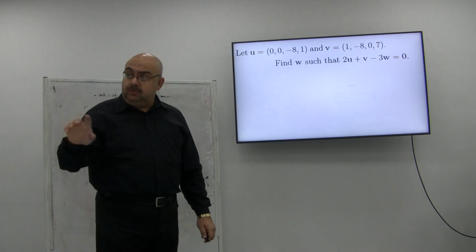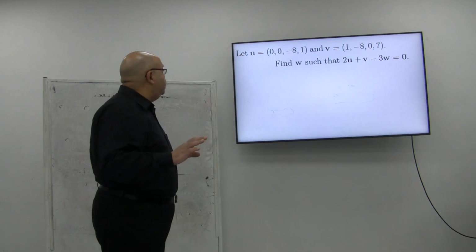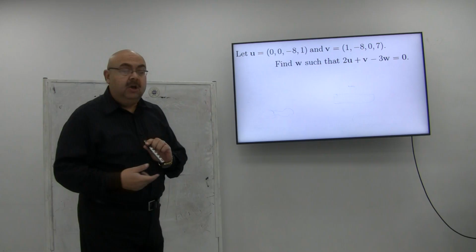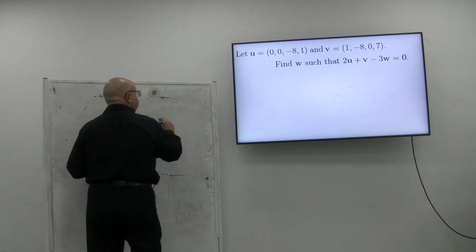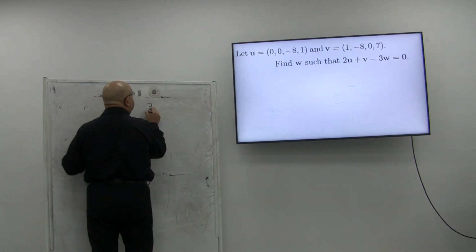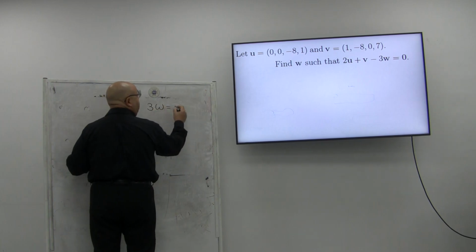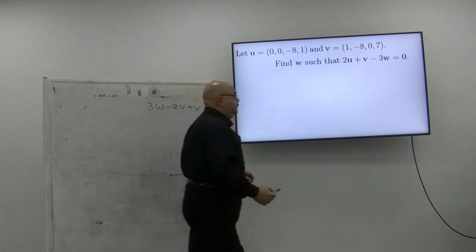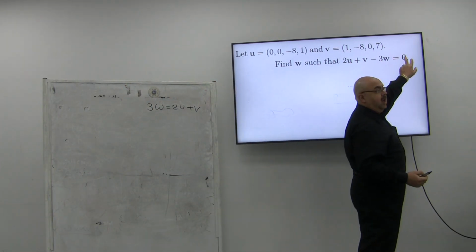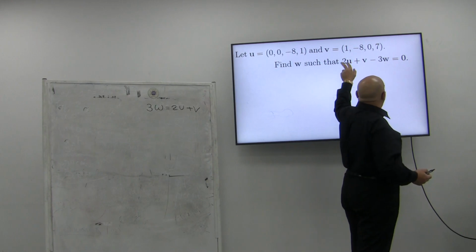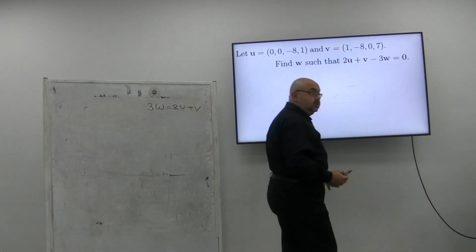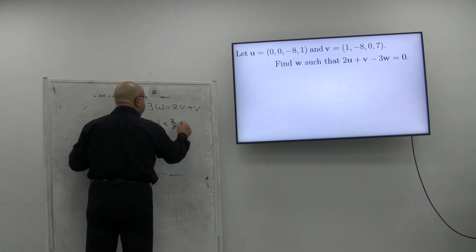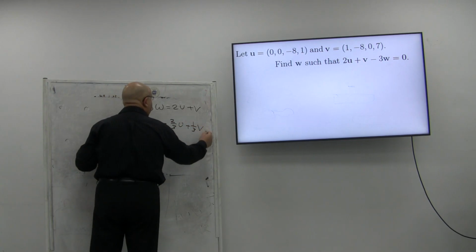If I were in your shoes, the first thing that I will do, I will try to separate W on one side and all the other vectors on the other side. So simply, I can move it, very easy. Doing this, it's going to be 3W, which is going to equal 2U plus V. If you remark, I've just moved negative 3W to the other side. So I have now 2U plus V is equal to 3W. So simply, W will be 2/3 of U plus 1/3 of V.